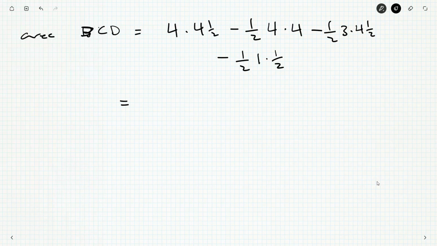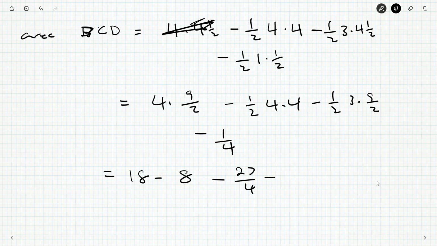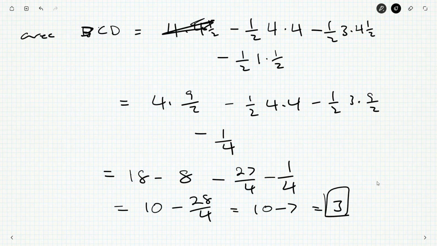So this is going to be 4 and 4.5. We might choose to rewrite this as 4 times 9/2, minus 1/2 times 4 times 4, minus 1/2 times 3 times 9/2. Minus, I guess I can simplify that to a quarter. So we'll have 18 minus 8 minus 27 over 4 minus 1 over 4. That's going to be 10 minus 28 over 4, 10 minus 7, a final answer of 3.